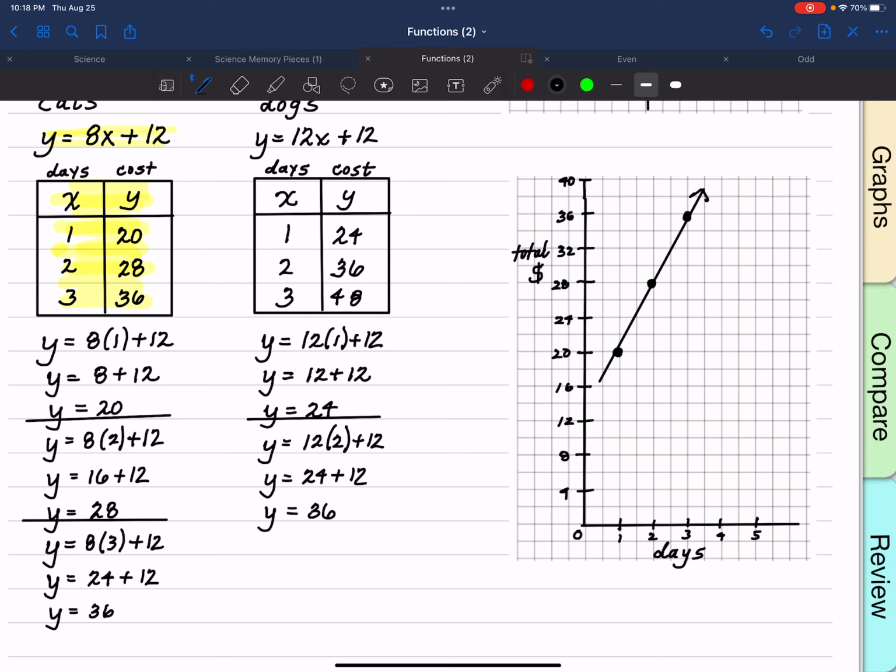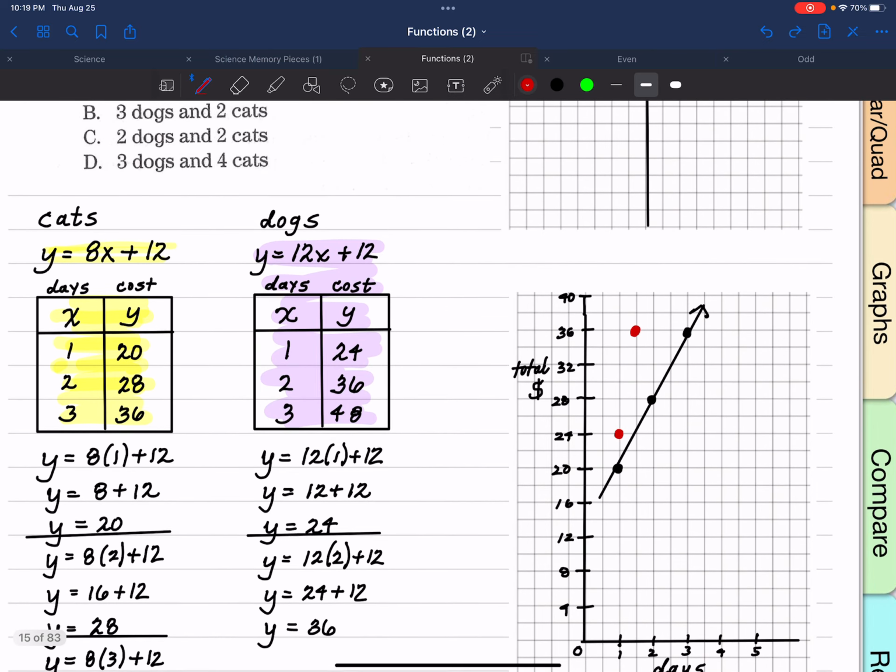So then let's look at the same scenario for the dogs. And I'm going to change colors there and also here for the dogs. Now for a dog, 1 day is going to cost $24. 2 days will cost $36. And 3 days would be somewhere up in here at $48. Whoa, that's not right. This is where I get in trouble.